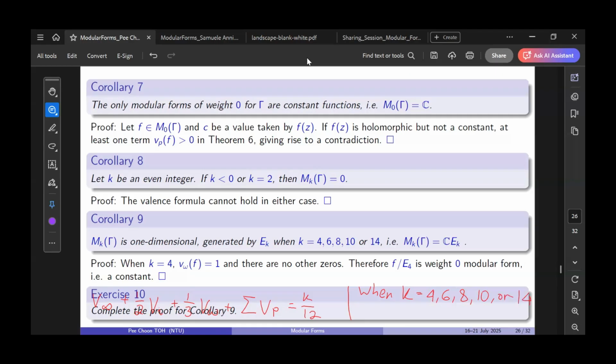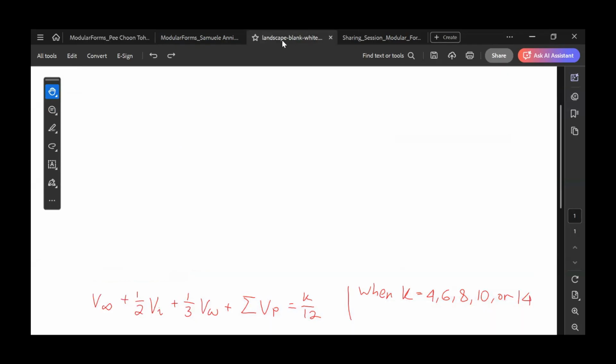So some of you might have noticed that 12 is skipped here. That's true. Unlike for 4, 6, 8, 10, and 14, a modular form with weight 12 is actually more complex because it is not one-dimensional. We will also show it in this group. So the idea is like this.